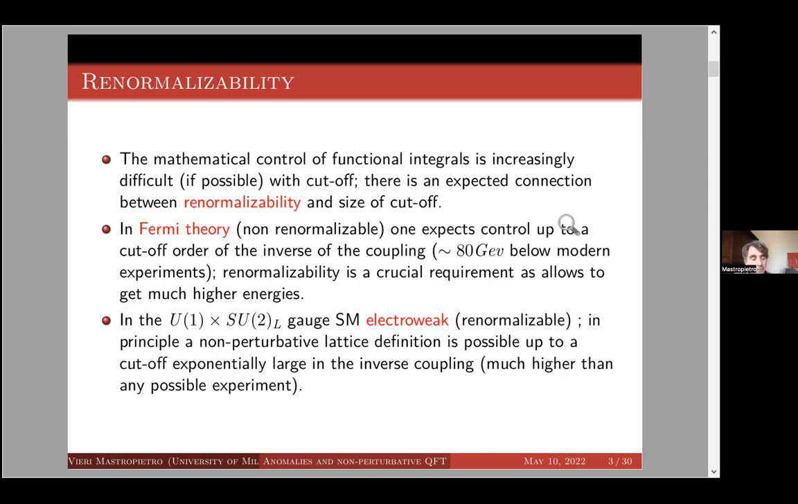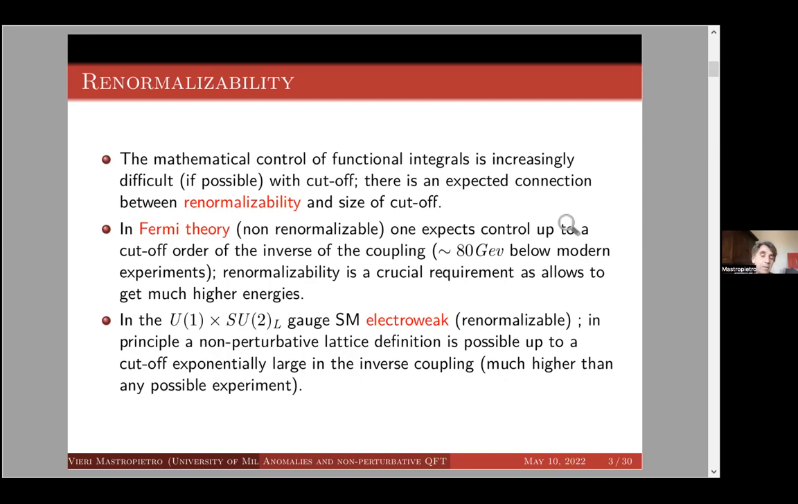It's unclear if we can get better than this. But anyway, this exponentially large scale in the inverse coupling is the scale of what is called the Landau pole, which is enormous. So anyway, there is no obstruction, as this energy scale would be very good for any possible experiment.